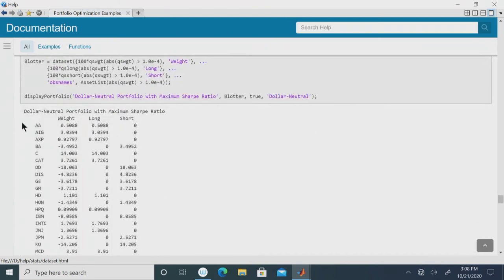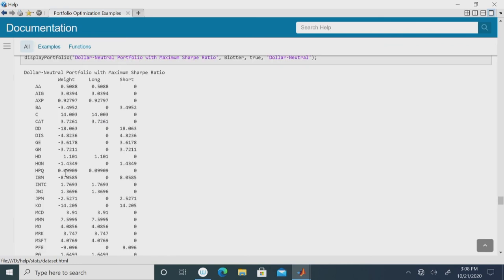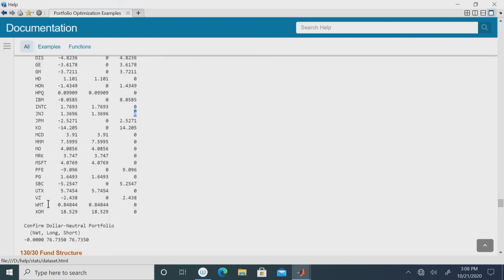So, accordingly, you see here that we have a dollar neutral portfolio with the respective weights. Now, as I said, your total position must be equal to zero. You observe here that the weights are specified. For example, J&J, Johnson & Johnson, has a positive value, so that means this is your long position, and zero is your short position. On the other hand, if you look at JPM, that is JP Morgan, it is minus 2.5271. So, that means its long position is 0 and its short position is 2.5271. Then you confirm the dollar neutral portfolio and you observe that the long position is the same as the short position with a negative sign, and consequently the net is equal to 0.